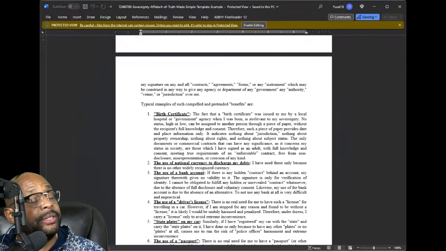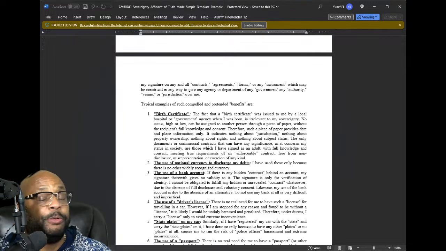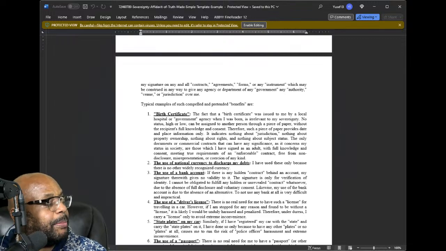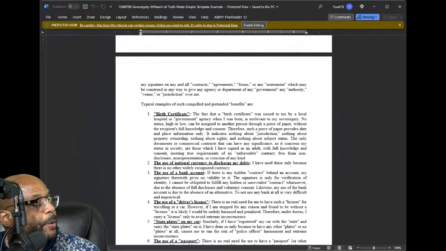The use of a bank account. This is a big one. This is another reason why you need a business, so you can have a business bank account, so you can put your bank account in your business name. If there's any hidden contract behind an account, my signature therewith gives no validity to it. The signature is only for verification of identity. I cannot be obligated to fulfill any hidden or unrevealed contract whatsoever due to the absence of full disclosure and voluntary consent. Likewise, my use of the bank account is due to the absence of an alternative.